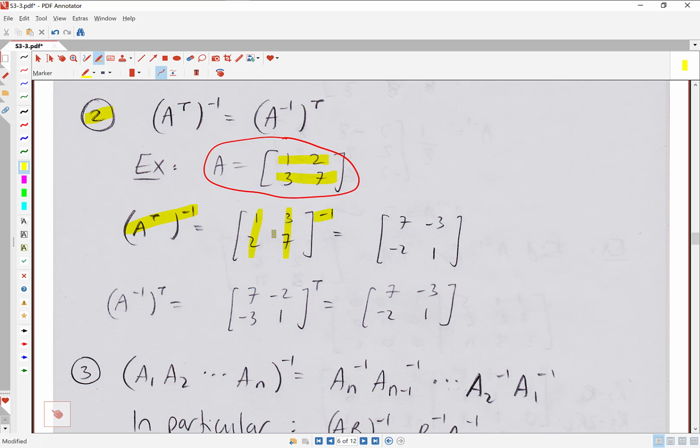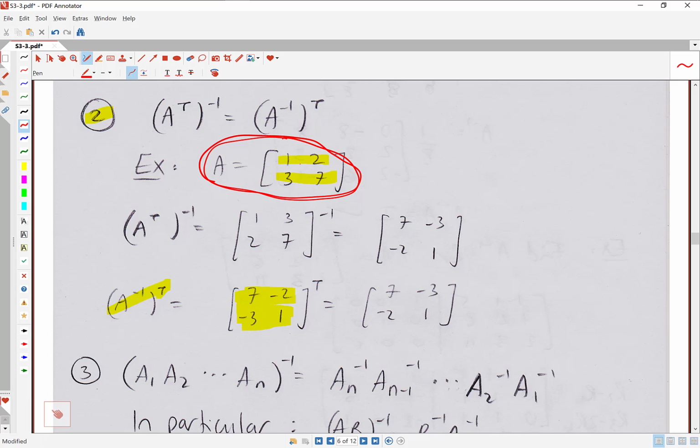So happily, this determinant here is 1. We're just swapping the diagonal entries, changing the sign of the off-diagonal entries. So that's A transpose inverted. And then let's confirm that if we do those operations in the other order, we still get the same matrix. So now we're going to calculate the transpose of A inverse. So now what we're doing on the inside is the inverse operation. So we're taking this matrix A here, calculating its inverse.